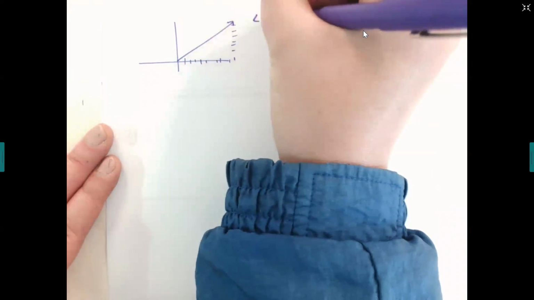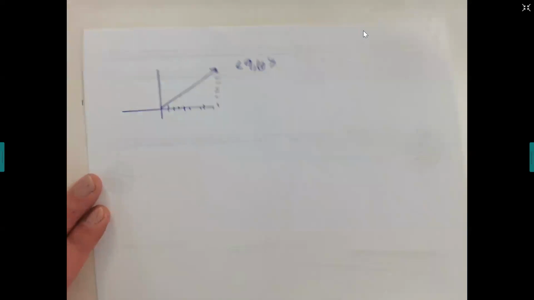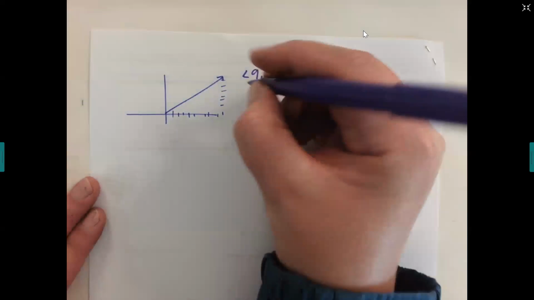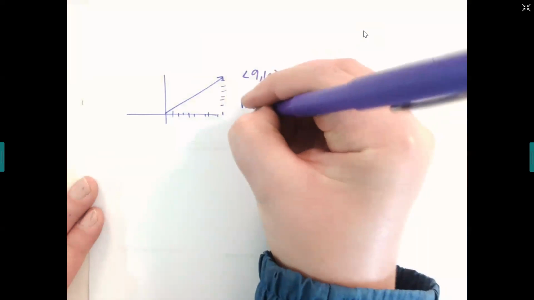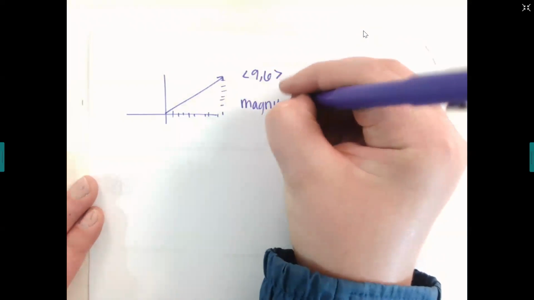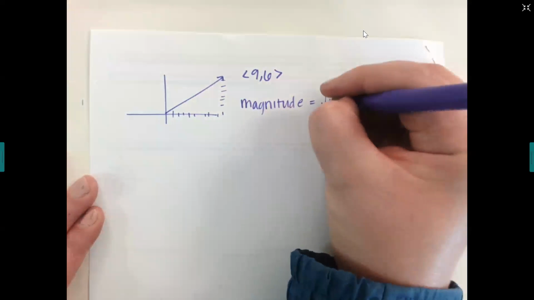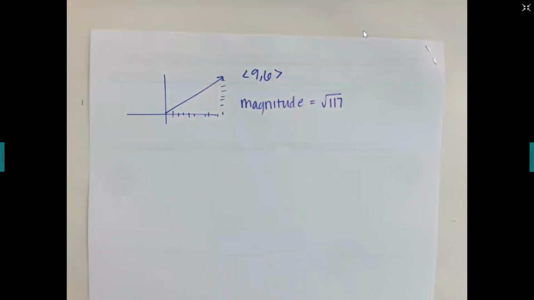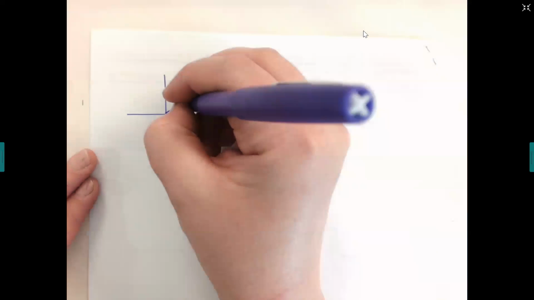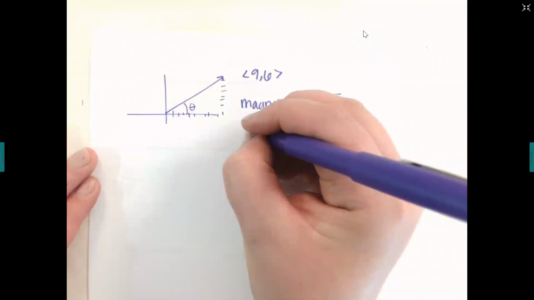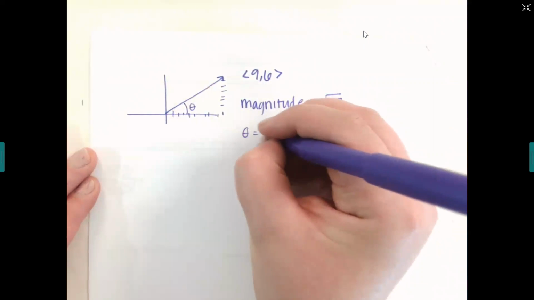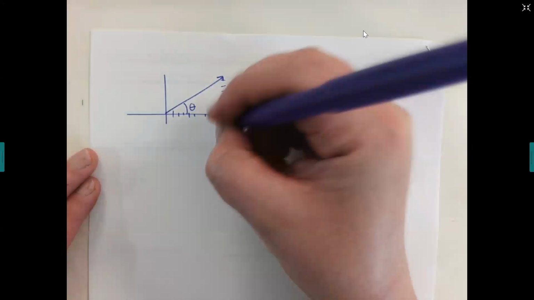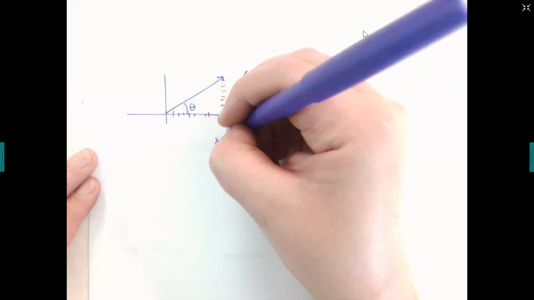And then if I asked you to find the magnitude, you would do it just like we did. Remember, magnitude is how long it is. And we got the square root of 117. The other thing that you could find would be the direction. So remember, the direction is the angle right here, and our theta came out to be 56. Okay, that was the direction.